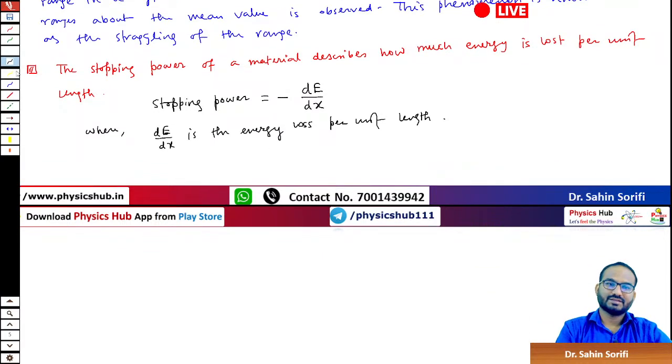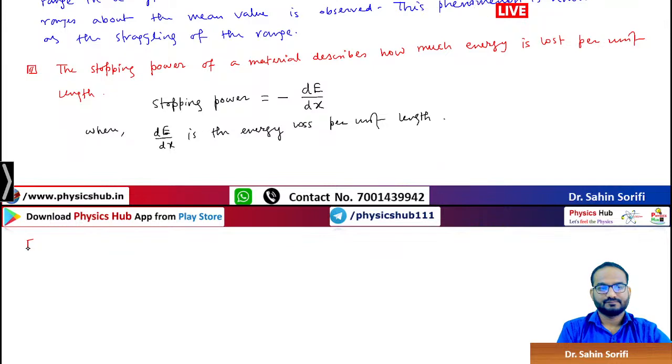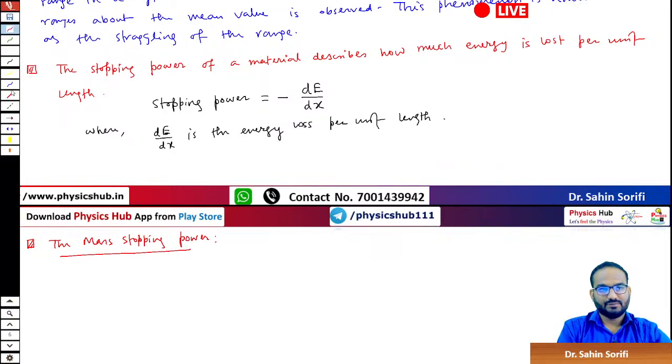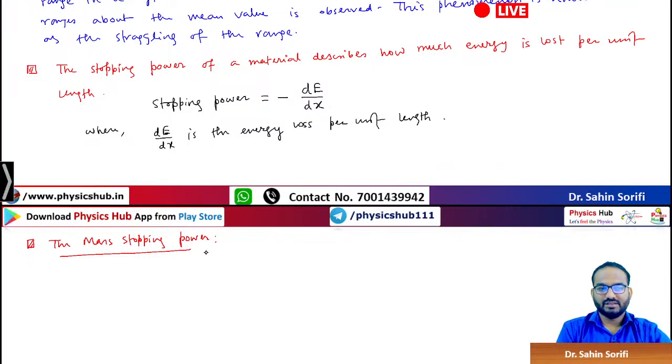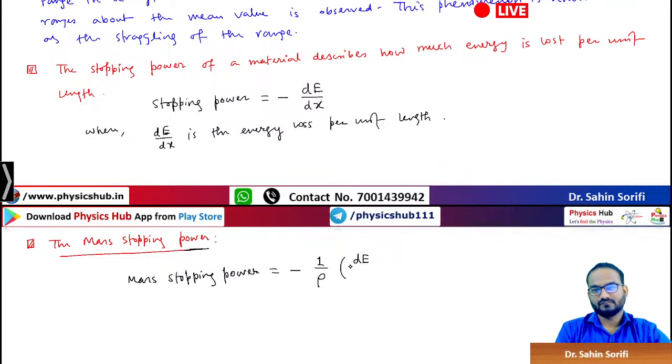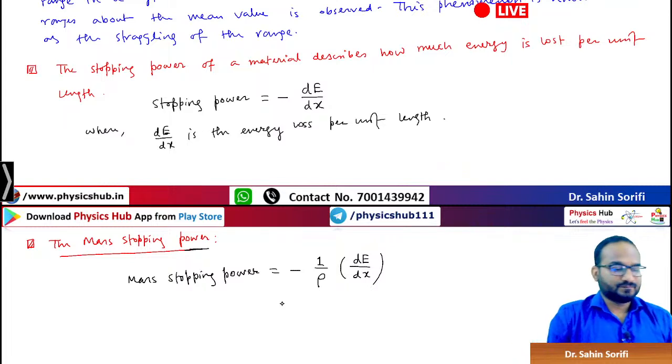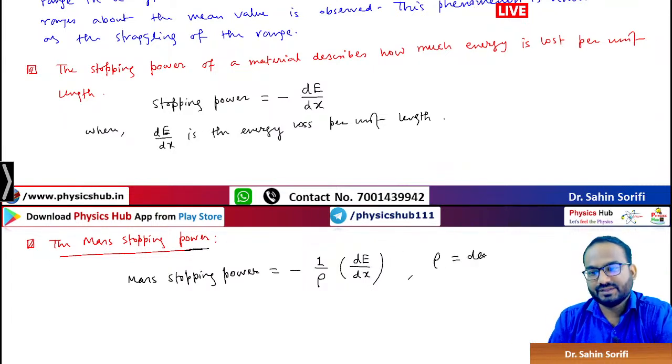Now there is something called mass stopping power. When we talk about the mass stopping power, it is just divided by the mass density, rho. Rho is the density of the material, the mass density.